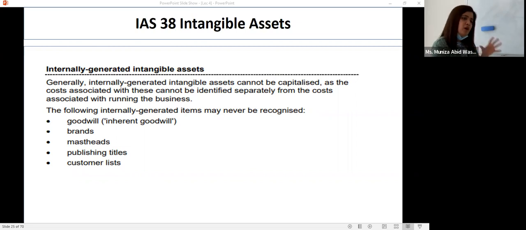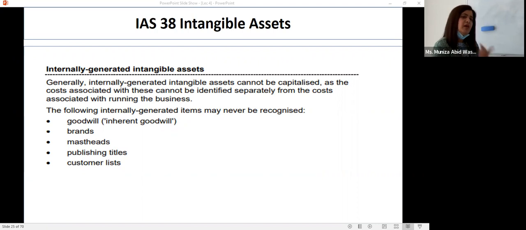If we are adopting the cost model, then we have to recognize the intangible asset at cost minus subsequent accumulated amortization minus subsequent impairment losses. If we are adopting a fair value model, then fair value minus accumulated amortization minus subsequent impairment losses. For most of the intangible assets, we will be using a cost model only.